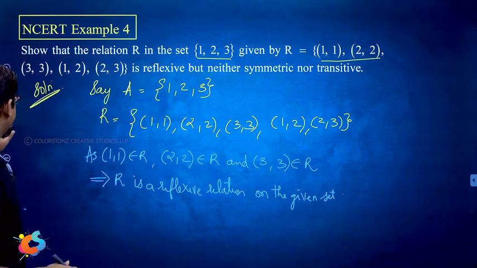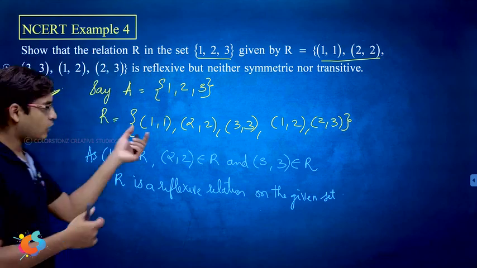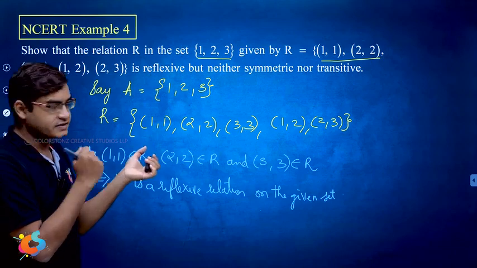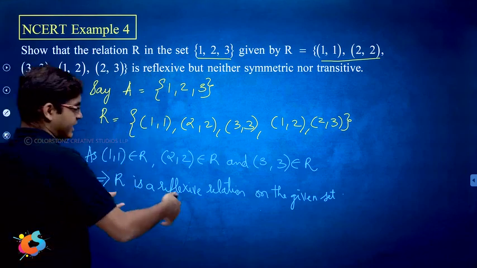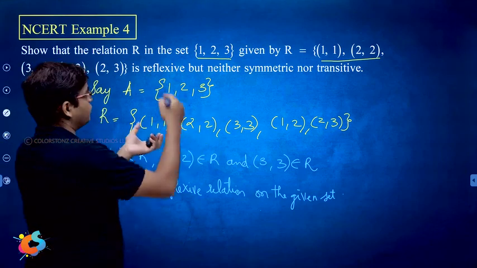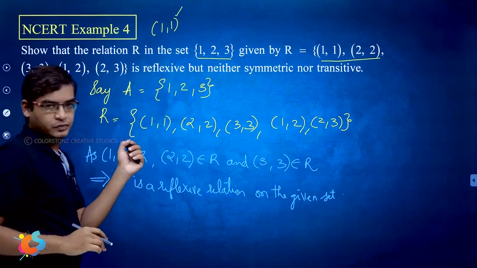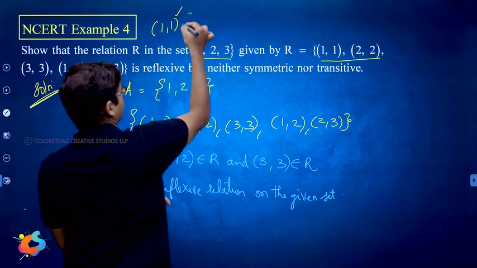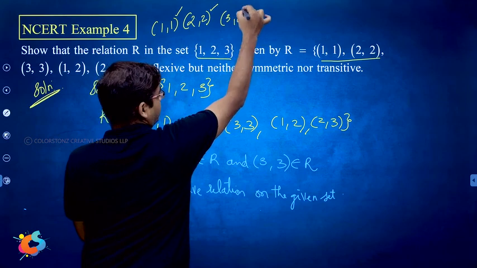Next, is it symmetric? How do we check for it? This we know very clearly. You take one ordered pair, 1, 1. Is the reverse there? Yes. So this procedure is for your checking. You need not write tick marks in boards. So 1, 1 you are checking, you got a tick mark, because the reverse is also there. 2, 2 reverse is also there, so you got a tick mark on this also. 3, 3, on this also you got a tick mark.